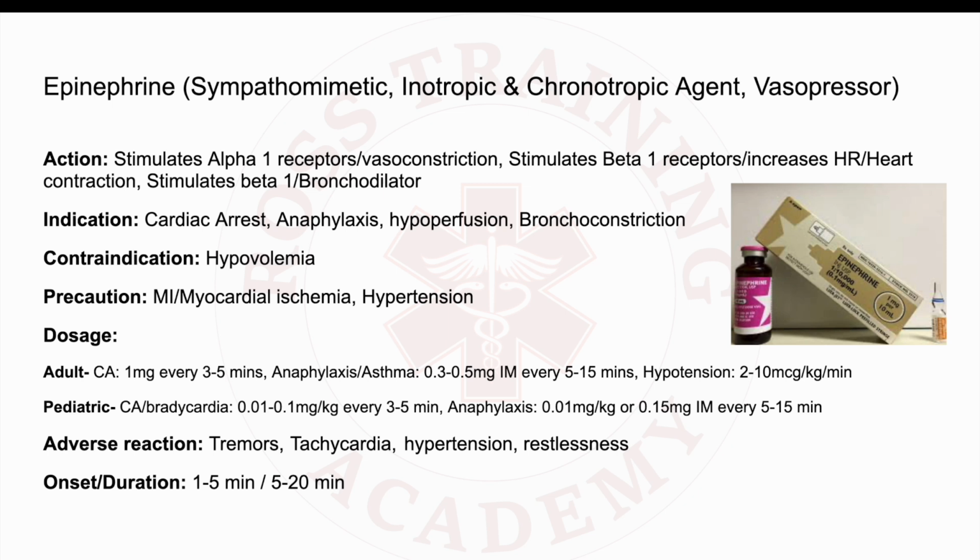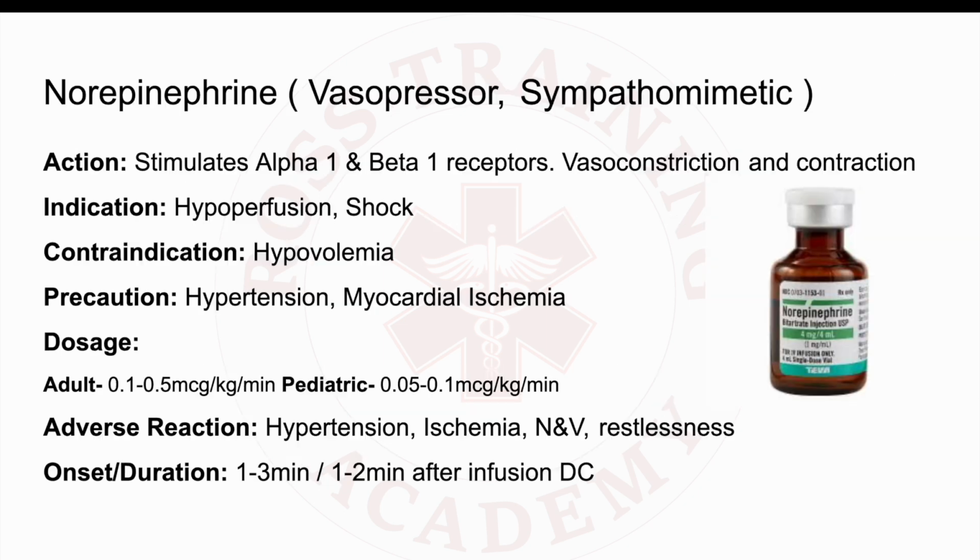Learn your protocols. And then for anaphylaxis or asthma, for a pediatric, it's going to be 0.01 milligrams per kilogram or 0.15 milligrams IM every 5 to 15 minutes. Some adverse reactions are just going to be tremors, tachycardia, hypertension, and then just restlessness. You have an onset of about 1 to 5 minutes and then a duration of about 15 to 20 minutes. So norepinephrine, it's a vasopressor.